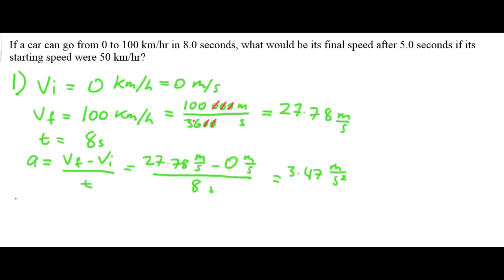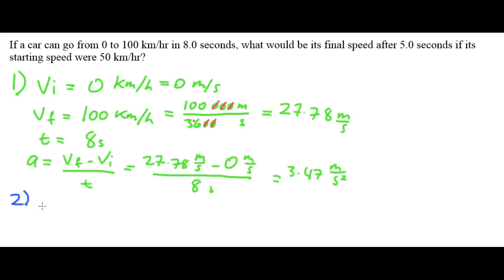So we've now got our acceleration. Let's go to part 2. In part 2, its starting speed is different, but it accelerates at the same rate. It's the same car, so it would have the same acceleration. We don't change the car. However, we're measuring from a different starting point. So we're measuring it going at 50 kilometers per hour, and that's over 5 seconds.